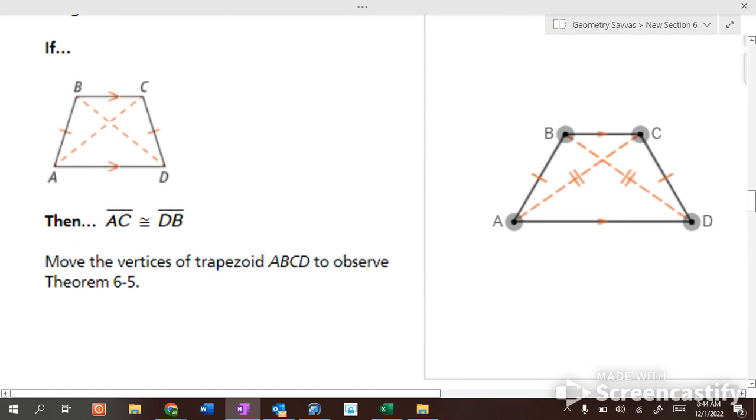Another thing about isosceles trapezoids is the diagonals are going to be congruent to each other. Are they going to bisect each other? Do they split each other in half? No, they don't split each other in half, but they are equal in length. So if AC is 12, then BD is how long? 12.